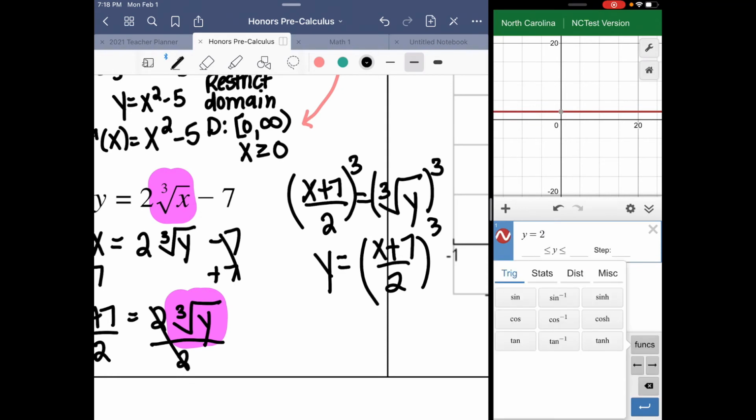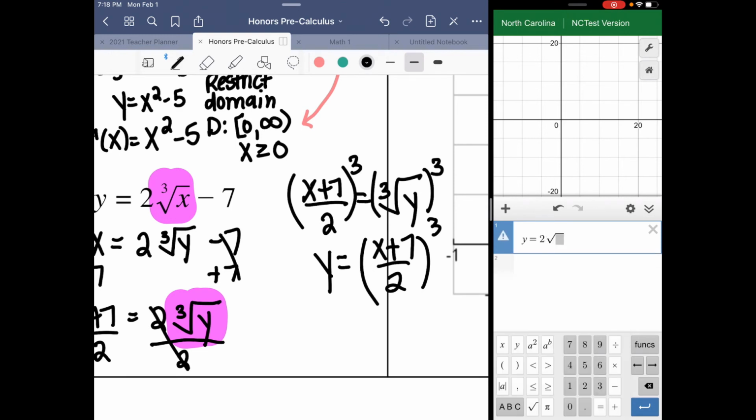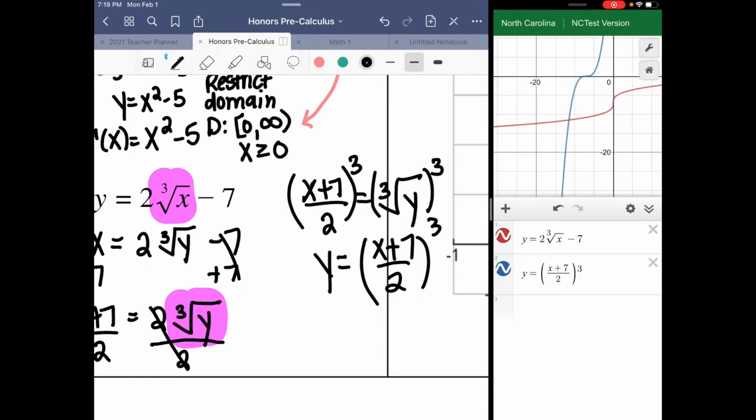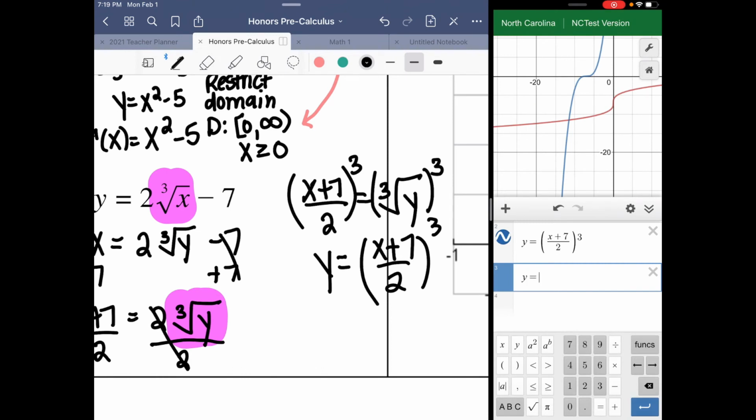So y equals 2, and if you want to do a particular root, you can go to the function menu, and it's going to be there. We can put a 3, and we have x. Make sure outside you put minus 7. So there's that cube root. And then I have y equals, and my new one is going to be x plus 7 over 2, and we're going to raise that to the third power.